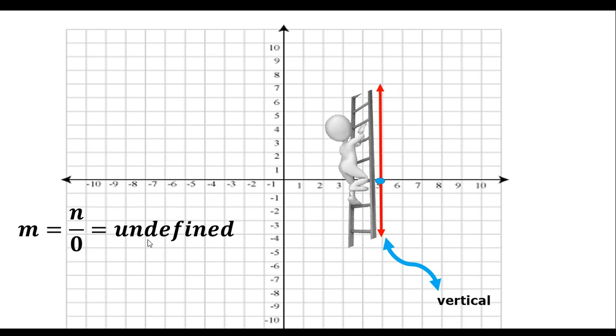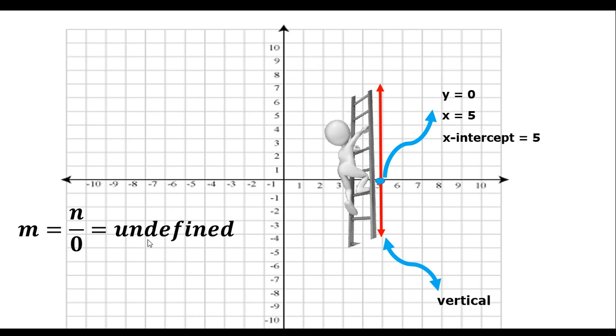Before we move to our next example, notice that our graph crosses the x-axis. Remember that the x-axis is the place where y is equal to 0. And here, x is equal to 5, making the x-intercept equal to 5.